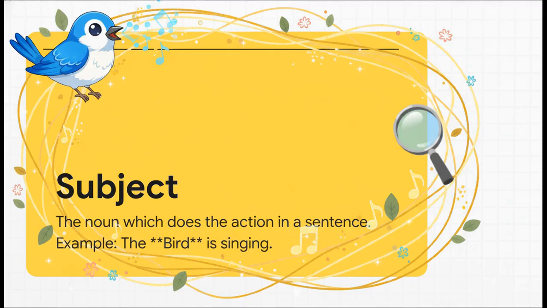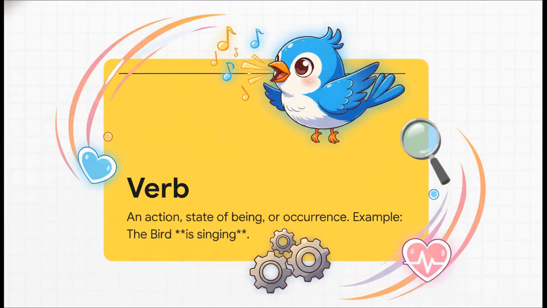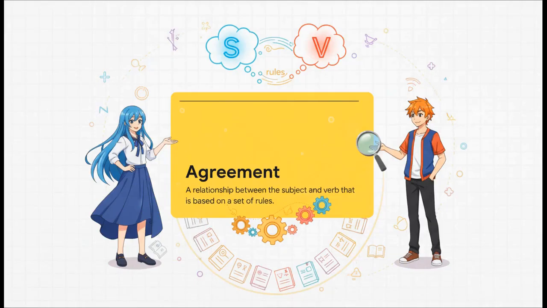Simple enough? Okay, so if the subject is the star, the verb is what the star is doing. It's the action, the state of being. It's the part of the sentence with all the energy. Here, singing is our verb. It tells us exactly what our subject, the bird, is up to. And this brings us to the main event, agreement. Now, this isn't a word you'll see in the sentence. Instead, it's the invisible glue, the relationship that connects the subject and the verb. It's basically a set of rules that make sure those two parts match up and the whole sentence sounds right.